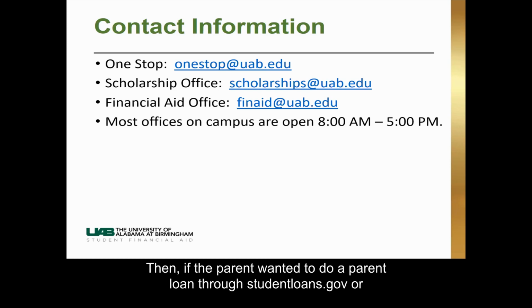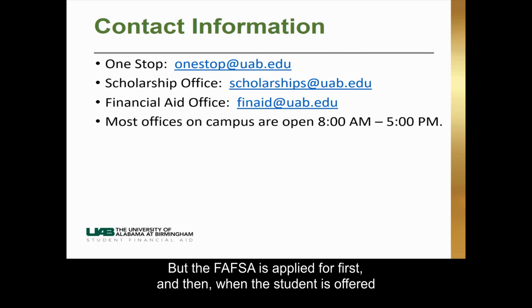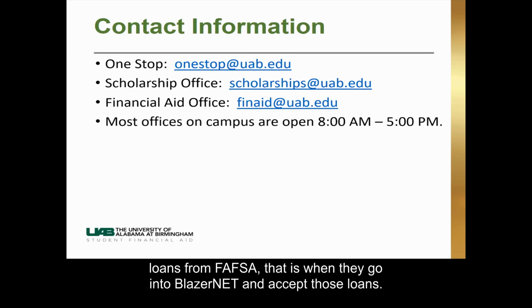Then if the parent wanted to do a parent loan through studentloans.gov or something, or a private loan, that would be an additional process. But the FAFSA is applied for first, and then when the student is offered loans from FAFSA, that is when they go into BlazerNet and accept those loans.